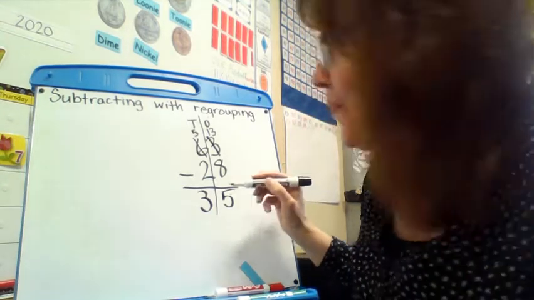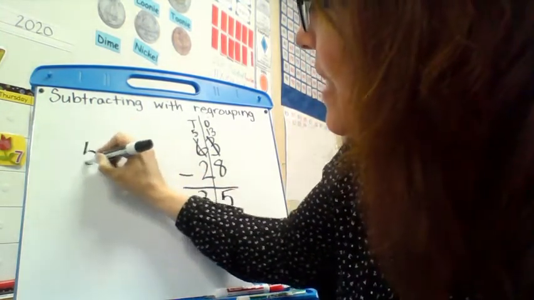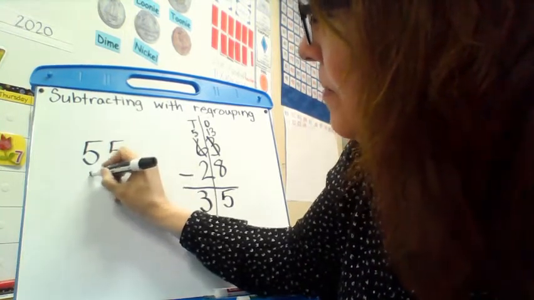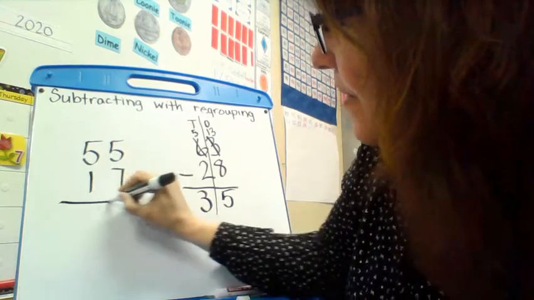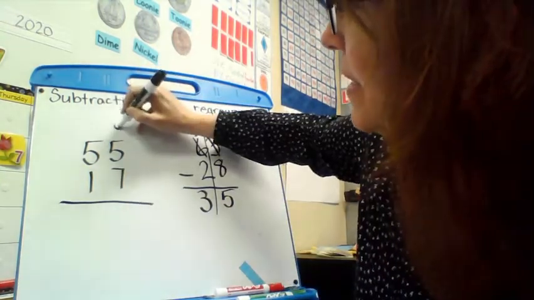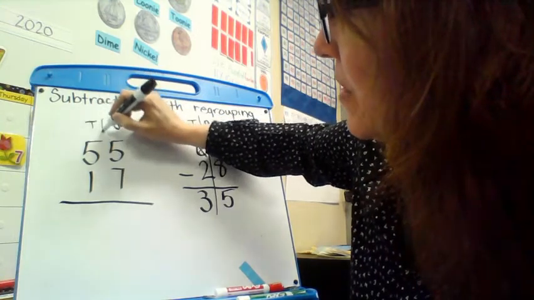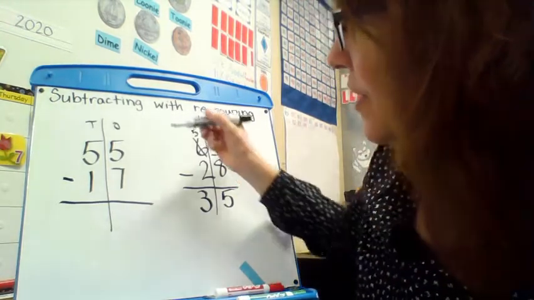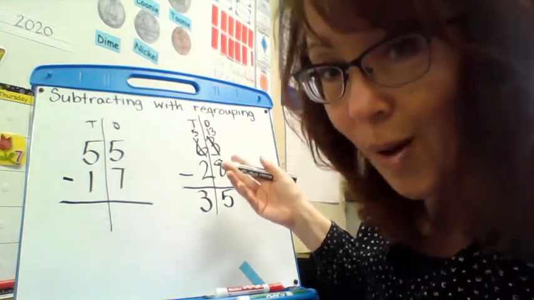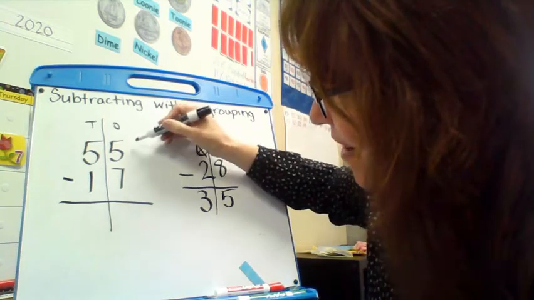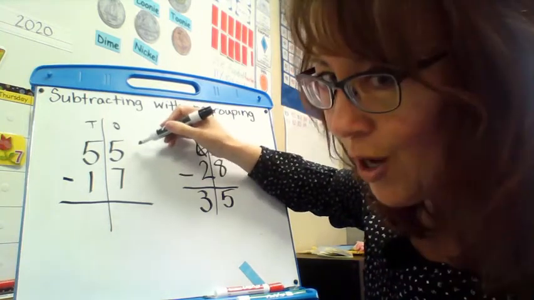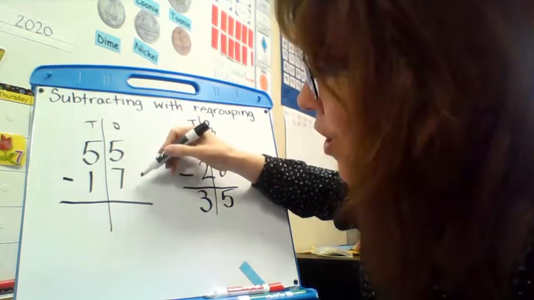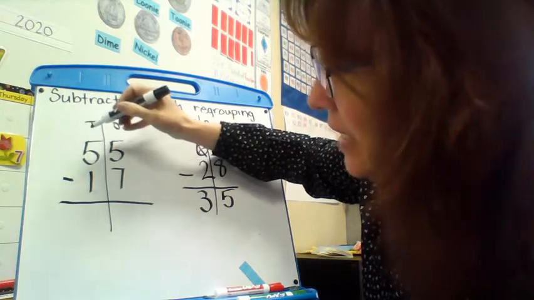Let's try one more. If we have 55, and we're going to take away 17. Let's organize. 1s place, 10s place, split. And we want to show that we're taking away or doing subtraction. All right, more on top, no need to stop. 5, take away 7. Do we have more on top? No, we have more on the floor. If we have more on the floor, go next door and get 10 more.